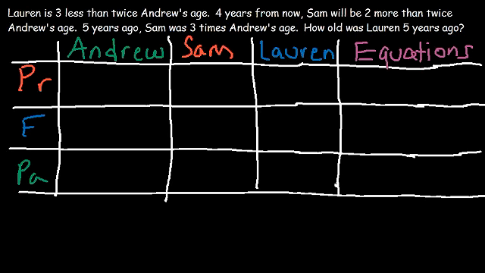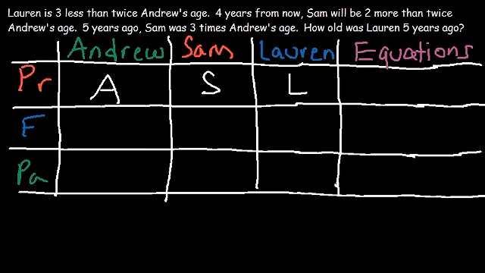Now go ahead and fill in the table and solve the problem. Find Lauren's age 5 years ago. Feel free to pause the video to do so. So let's begin. At the present, Andrew's age will be called A, Sam's age is S, and Lauren's age is L.